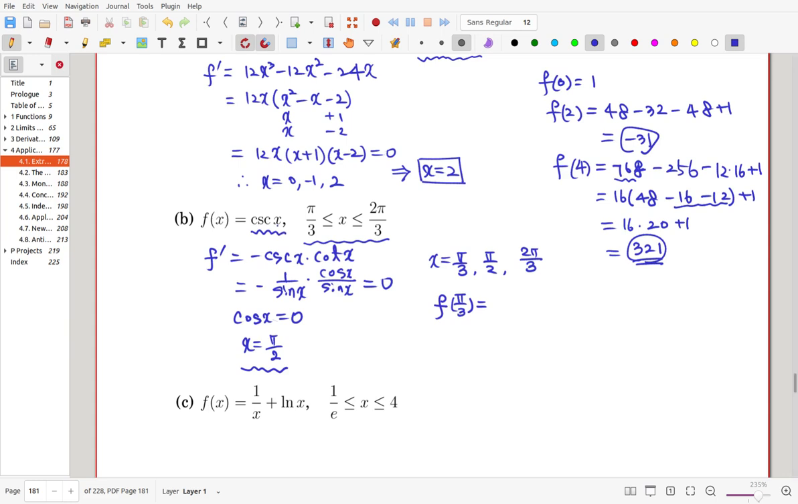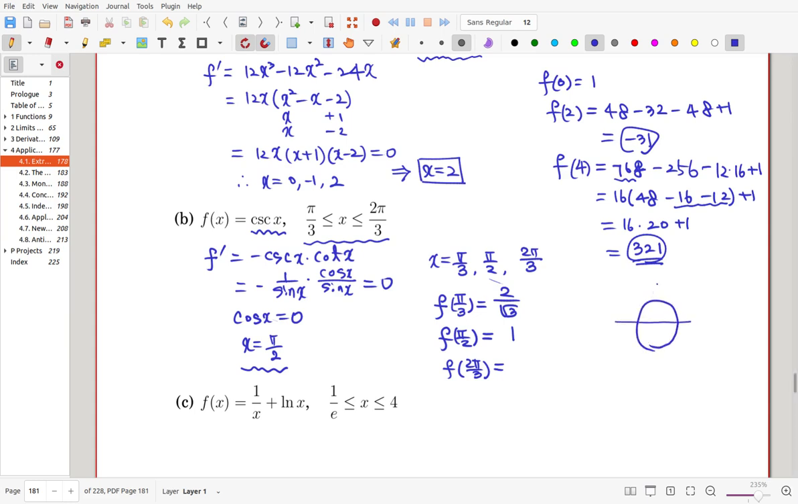That is 1 over sine pi over 3, and sine pi over 3 is the same as square root of 3 over 2, so that is 2 over square root of 3. Now f of pi over 2: sine pi over 2 is 1, so its reciprocal is 1. Now f of 2 pi over 3: the sine values of pi over 3 and 2 pi over 3 are the same.